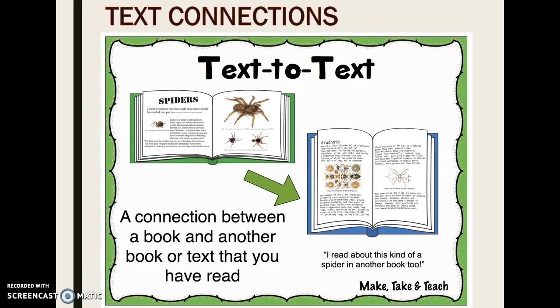Text to text, a connection between a book and another book or text you have read. So if you're reading about spiders, and maybe you read a different book about arachnids as well, then you know that you read about this kind of spider in another book, and you're making a connection between two different texts.